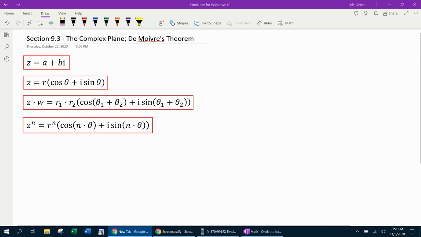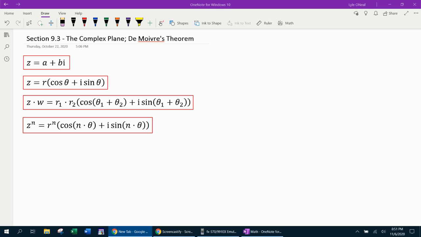Hello and welcome to our lesson on complex numbers in the complex plane, specifically in polar coordinates. This is going to be our trigonometry lesson covering section 9.3. And I've got four formulas here laid out for you. Let's go ahead and identify what they are.